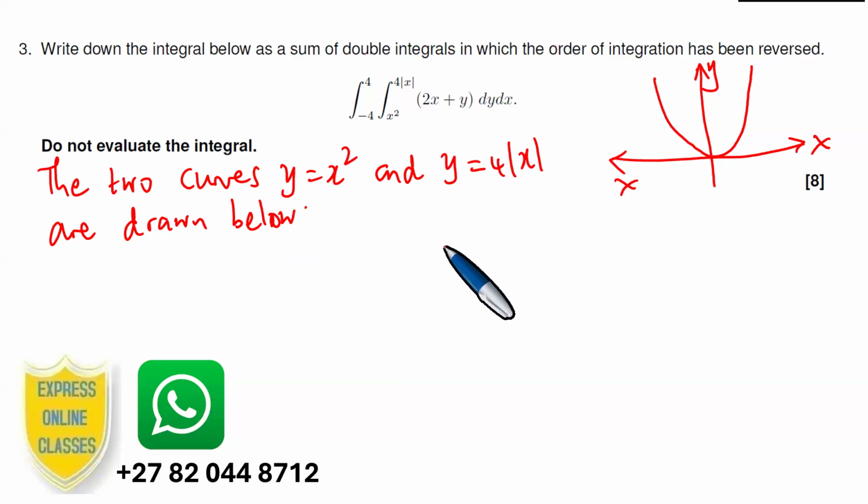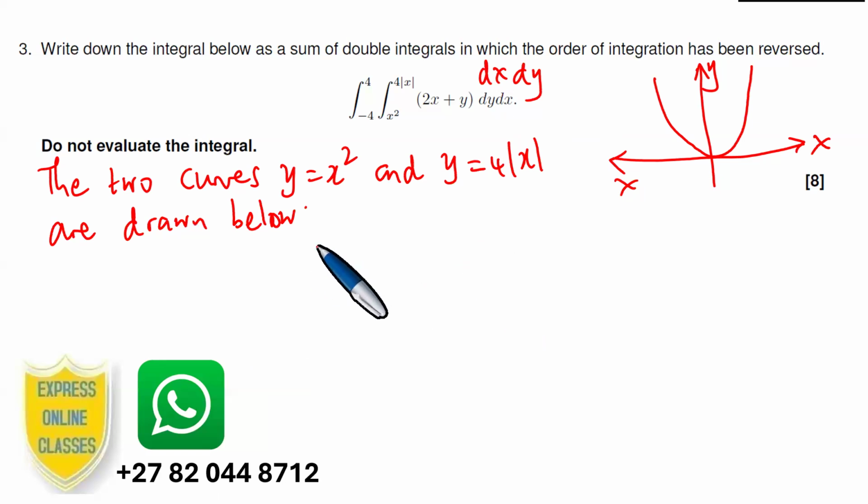Are we reversing this double integral? Yes, we're reversing the double integral. Because now it is dy dx, reversing means we're going to make it dx dy. So that is the objective.